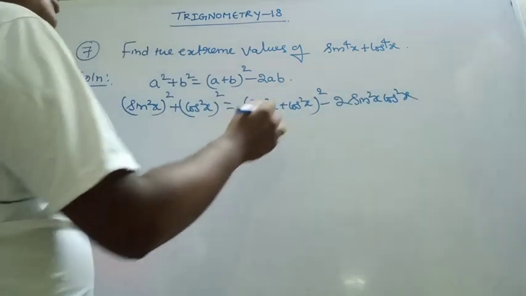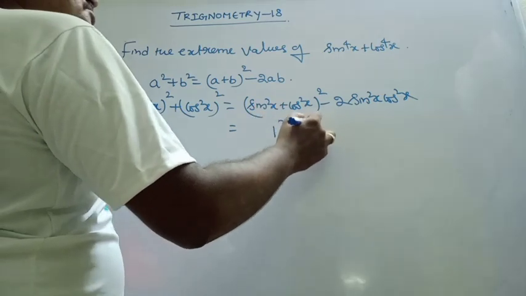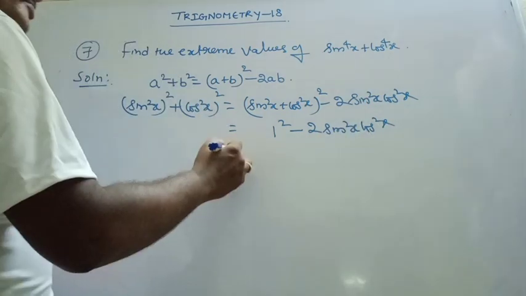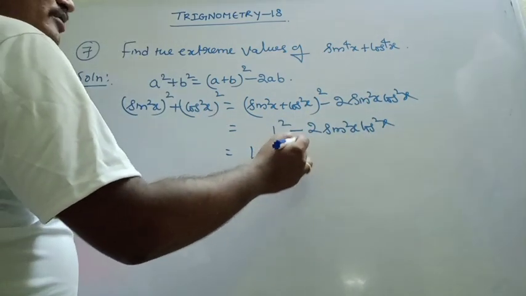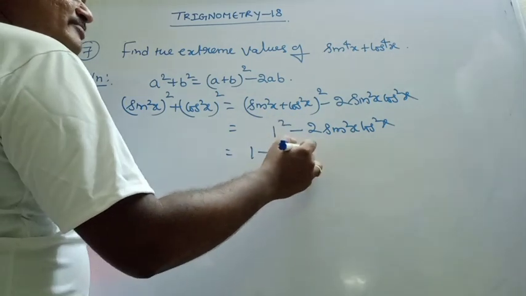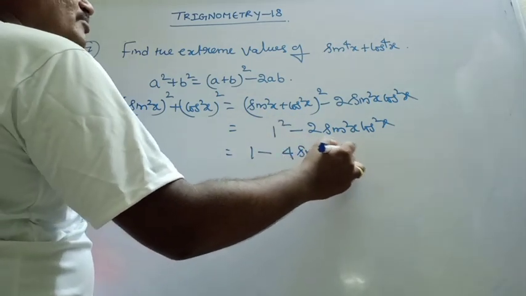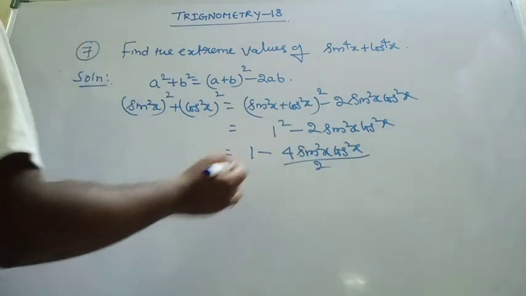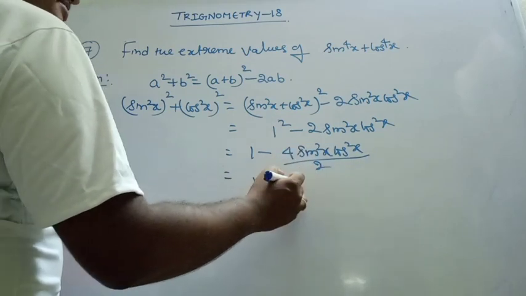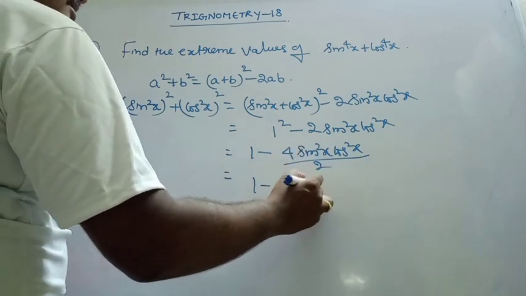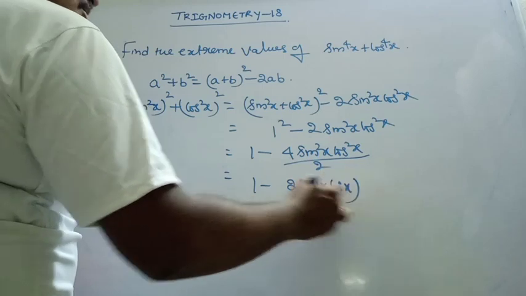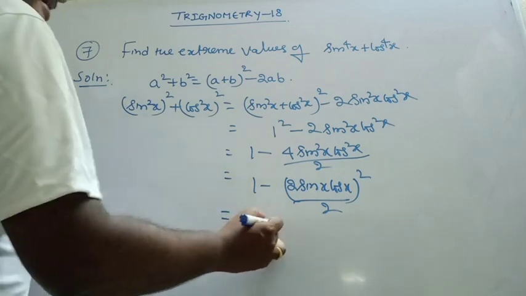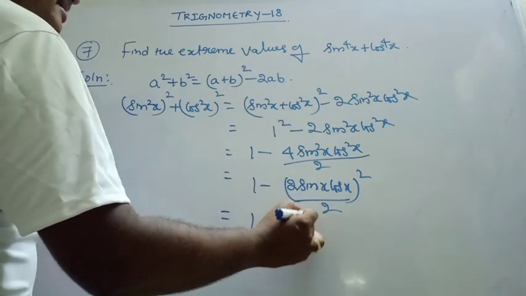Now sin square x plus cos square x becomes 1, so 1 square minus 2 sin square x cos square x. You are having it like this. Right, my dear students? Now I will write this as 4, I multiply and divide by 2, then you will be getting 4 sin square x cos square x whole by 2. And you know that 1 minus 4 sin square x cos square x, we can write it as 2 sin x cos x whole square by 2, and this is, of course, 1 minus 2 sin x cos x is nothing but sin squares.